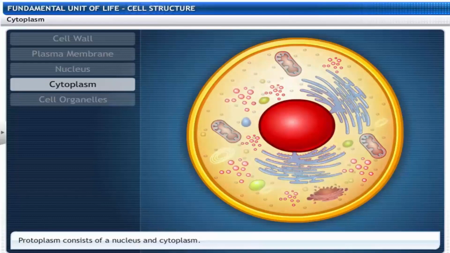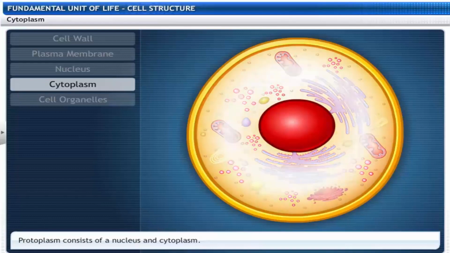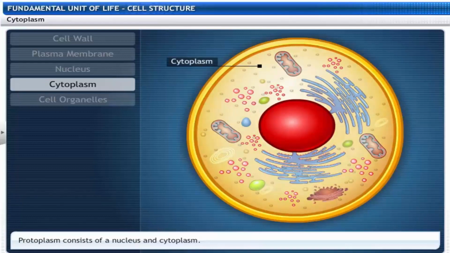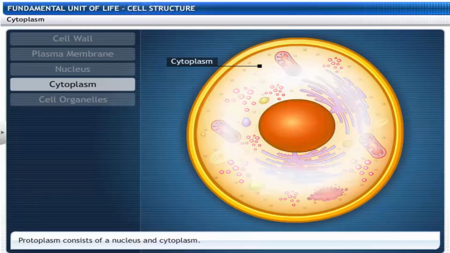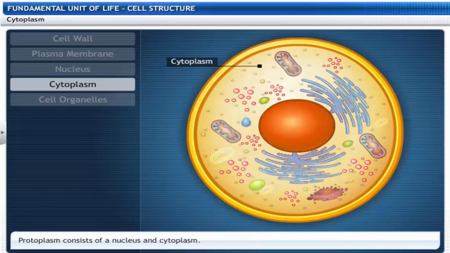The fluid living content between the plasma membrane and the nucleus is called cytoplasm. The nucleus, along with the cytoplasm, makes up the living content of the cell, called protoplasm.